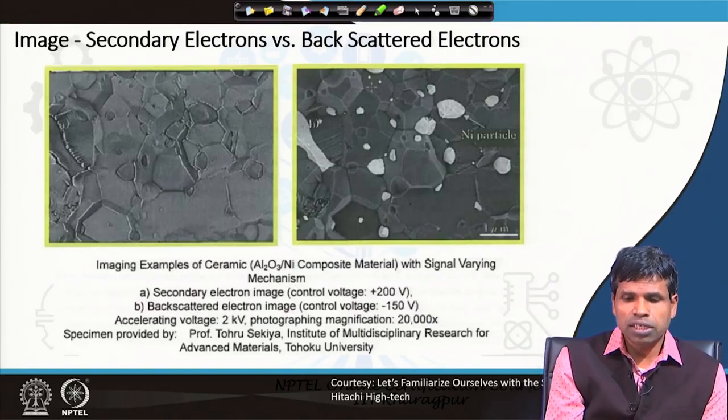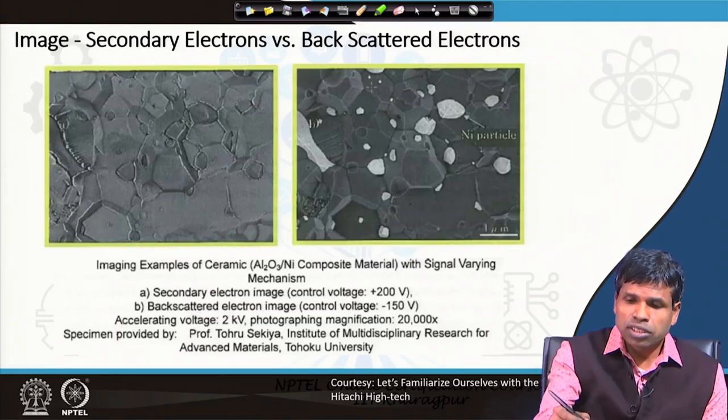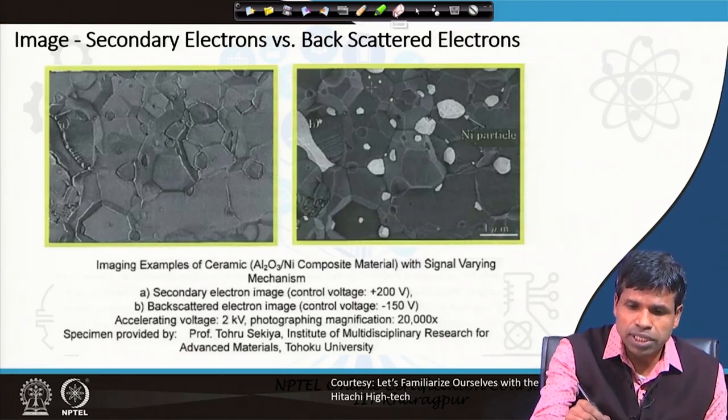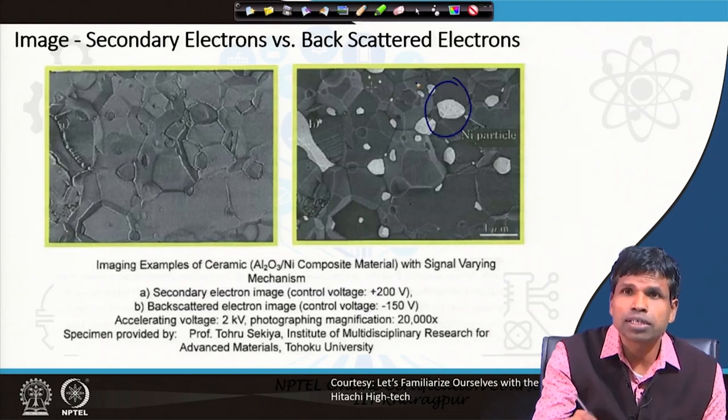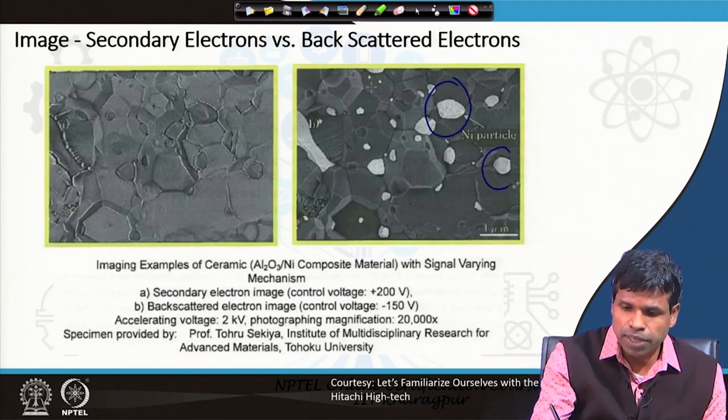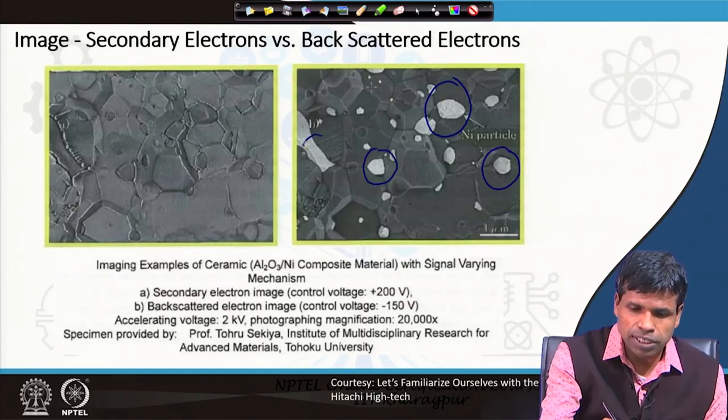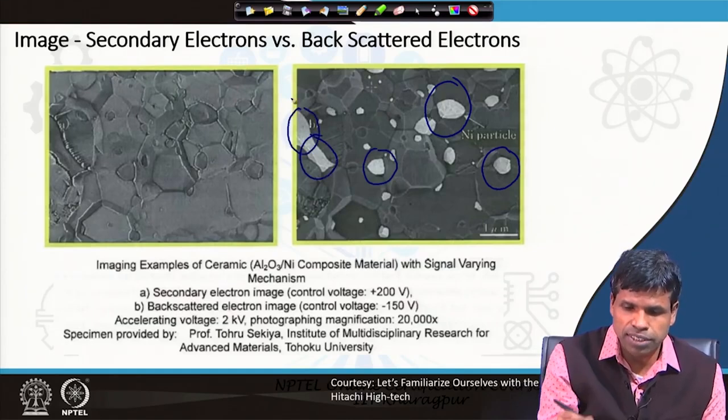On the right side, you can see there is a clear cut difference in the brightness. Some of the regions that can be seen are very bright. For example, this region is very bright, this region, and this region. These are all brighter regions.